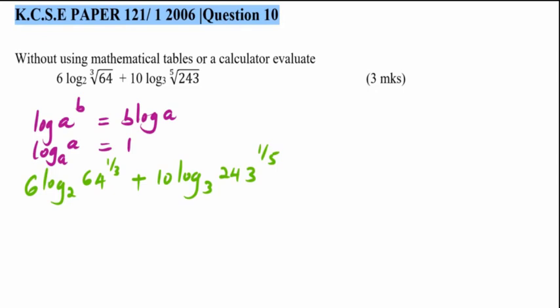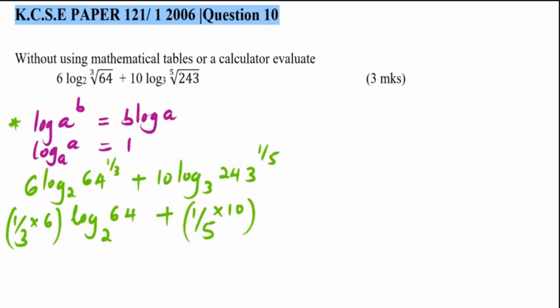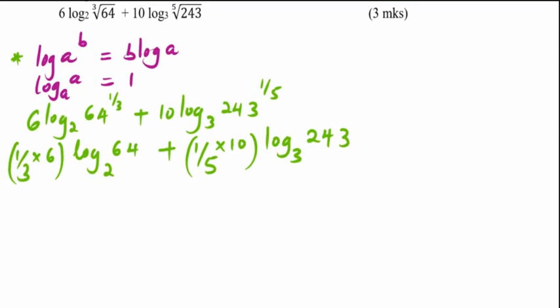Then we can apply this power rule. A third will come here, so this will give a third times 6 logarithm of 64 to the base of 2, plus a fifth, using this first basic rule, times 10 logarithm to base 3 of 243. So that is the first thing.